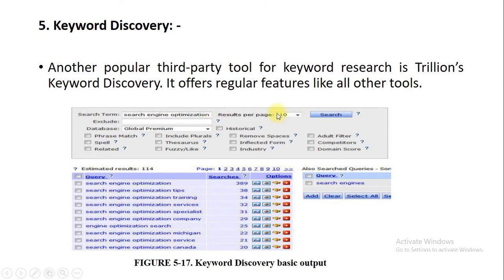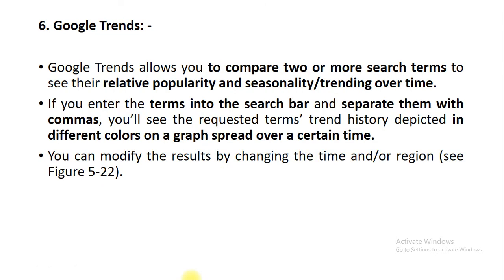Similarly, how many keywords per page you want to see can be set from the results per page option. Over here there are many advanced operations which you can select. So, this is the screenshot of Keyword Discovery.